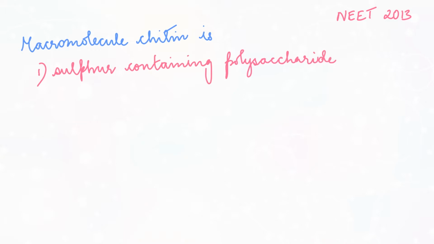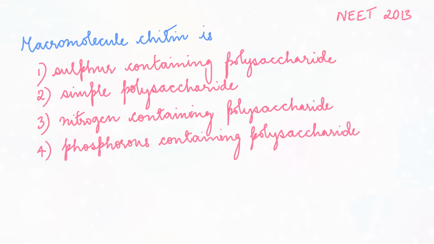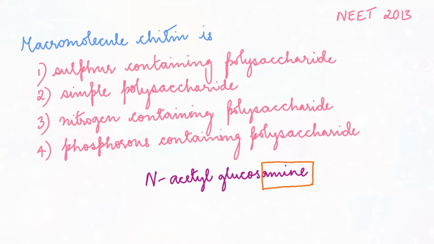Let's move on to the next question. Also from NEET 2013. Macromolecule chitin is sulfur containing polysaccharide, simple polysaccharide, nitrogen containing polysaccharide, phosphorus containing polysaccharide. Chitin is basically a polymer of N-acetyl glucosamine, and as you can see, it is a glucose amine. Amine meaning it has an NH2 group. So from this you should know that the answer will be option 3, nitrogen containing polysaccharide.